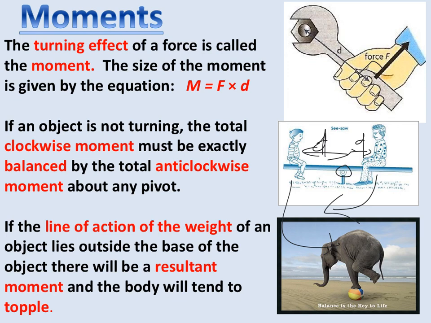You also need to be aware that if the line of action of the weight of an object lies outside the base of the object, there will be a resultant moment and the body will tend to topple. So what that means is, for this elephant, we must have the idea that its centre of mass must be directly above the ball there, in this case, and therefore the line of action for its centre of mass must be going over the ball. However, if the centre of mass of that elephant shifted slightly, so that its centre of mass was now outside the edges of the base that it's got there on the ball, then that elephant would topple and fall over.